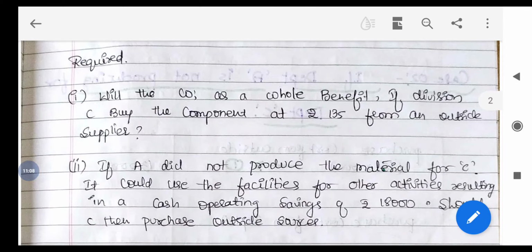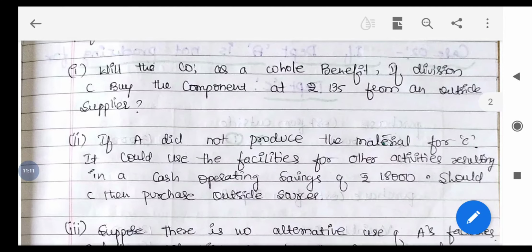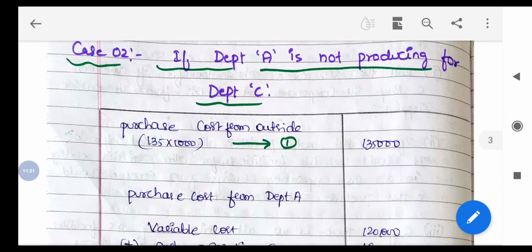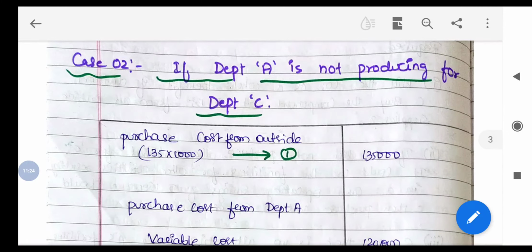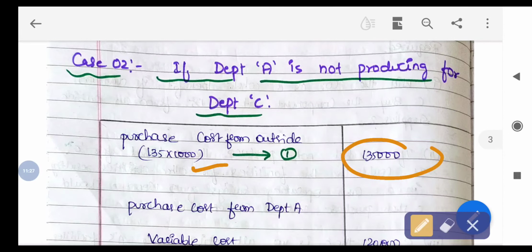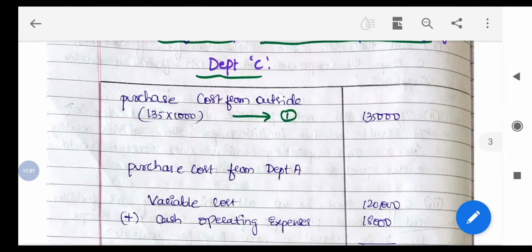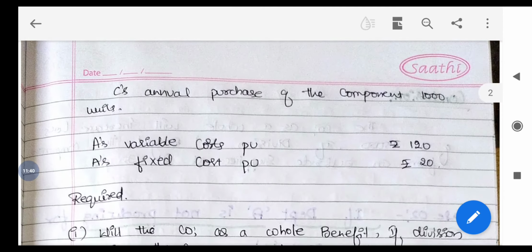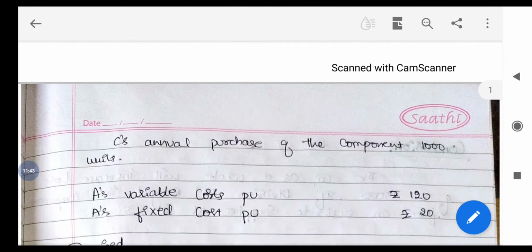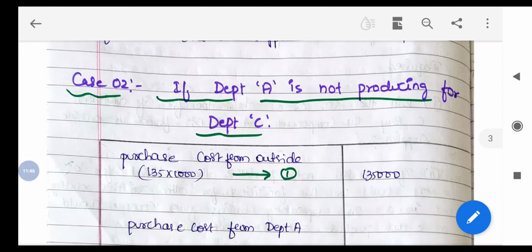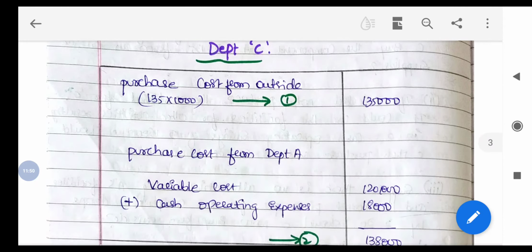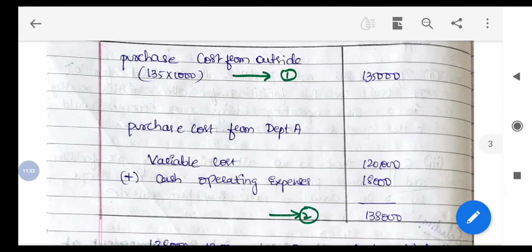So if the facilities are used for other activities with a cash operating savings of 18,000, then also C should purchase from outside suppliers. Here the purchasing cost from the outside supplier is 135 into 1000, so 1,35,000. If they are purchasing from department A, the variable cost is 120, so into 1000 it will be 1,20,000.